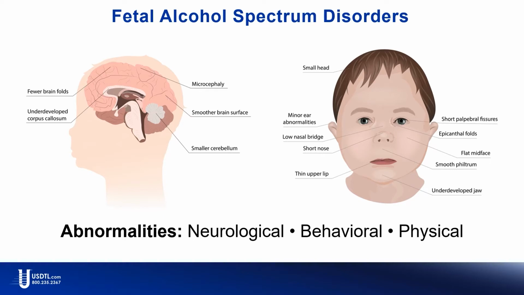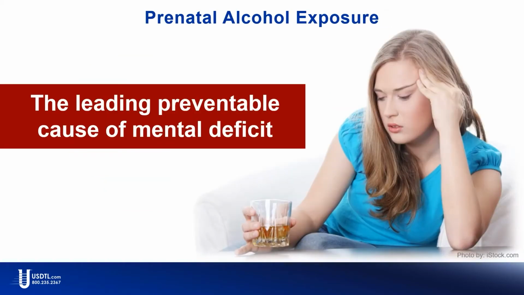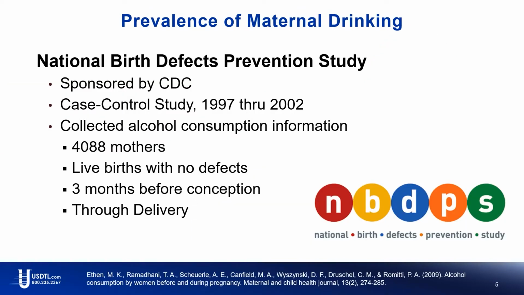Originally, we only recognized the most obvious of these cases and referred to them as fetal alcohol syndrome, or FAS. Over time, we've come to appreciate the broad range of these effects and now embrace that concept by calling it fetal alcohol spectrum disorders. FASD is the leading cause of mental deficit in this country, and it is the only cause that is 100% preventable. So how prevalent is maternal drinking?